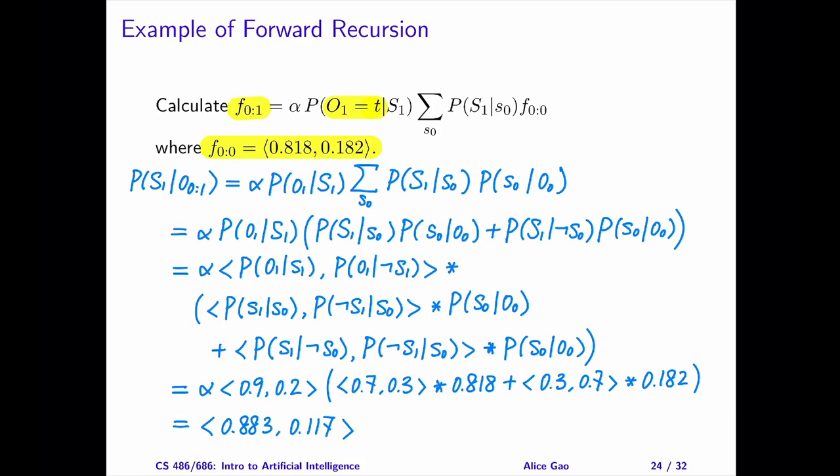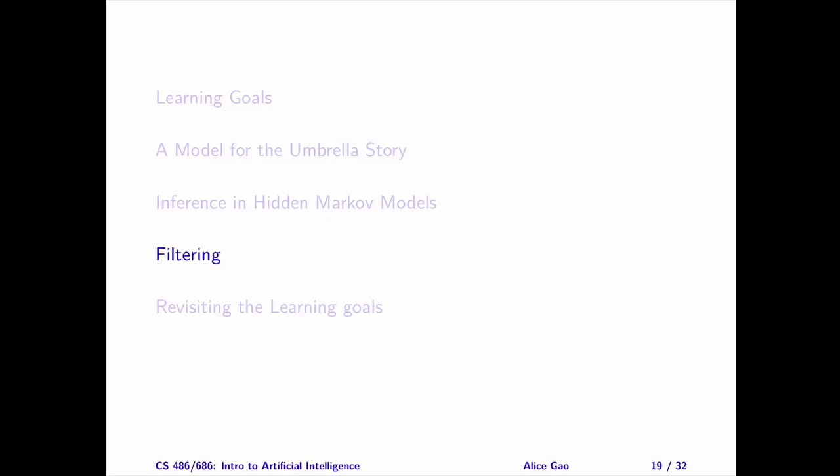I've included step-by-step calculations with numbers on the next slide. Feel free to use it to double-check your calculations. That's everything for this video. Let me summarize. After watching this video, you should be able to calculate the filtering probabilities by using forward recursion.